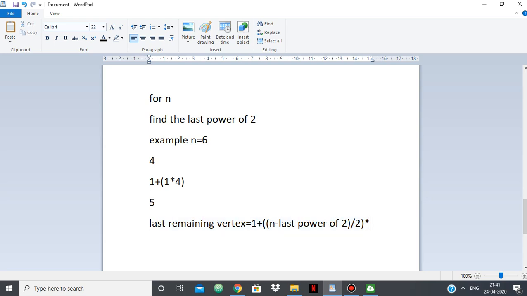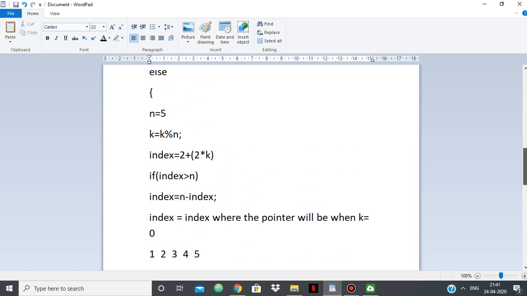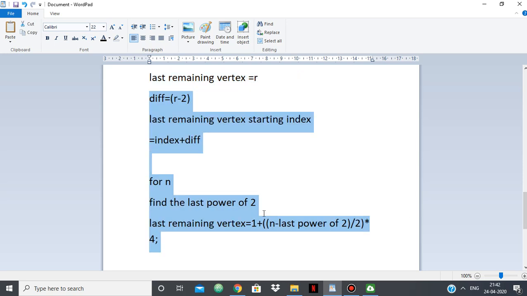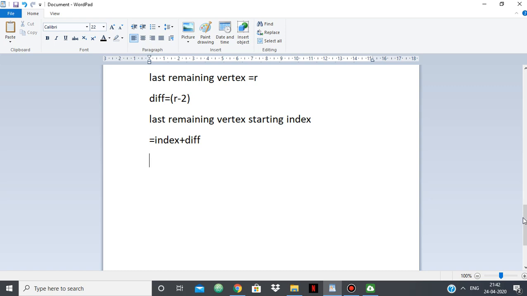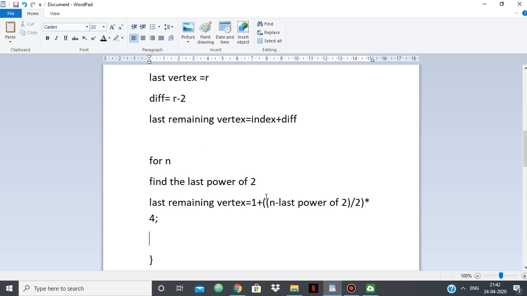So this formula you have to use for the even part for finding the last remaining vertex. And once you find the last remaining vertex, you add that to your current index and you'll get the answer. I'll also show you my code within a minute. This is all to be done in the even part. For n you find the last power of 2, and the last remaining vertex is equal to 1 plus the number minus last power of 2 by 2 into 4.